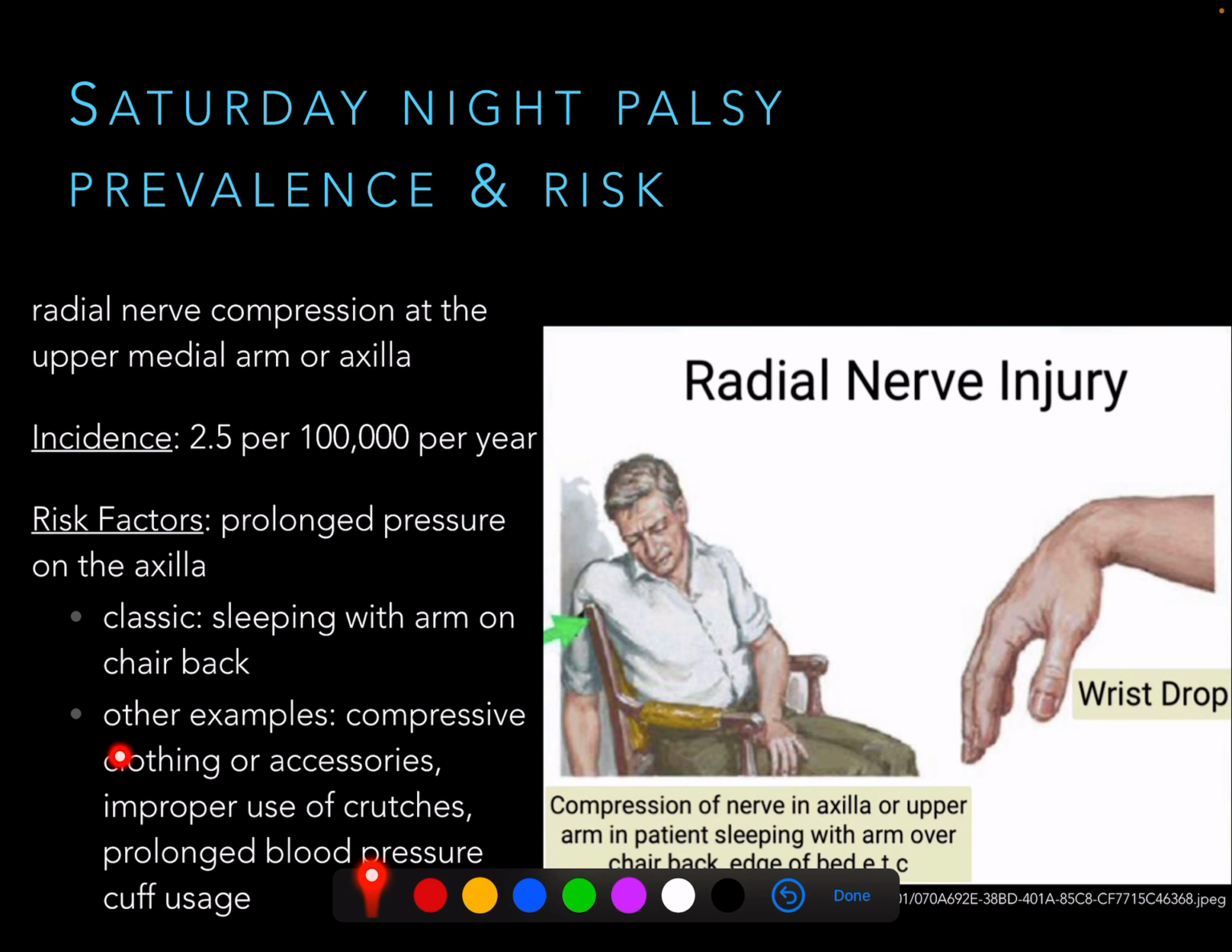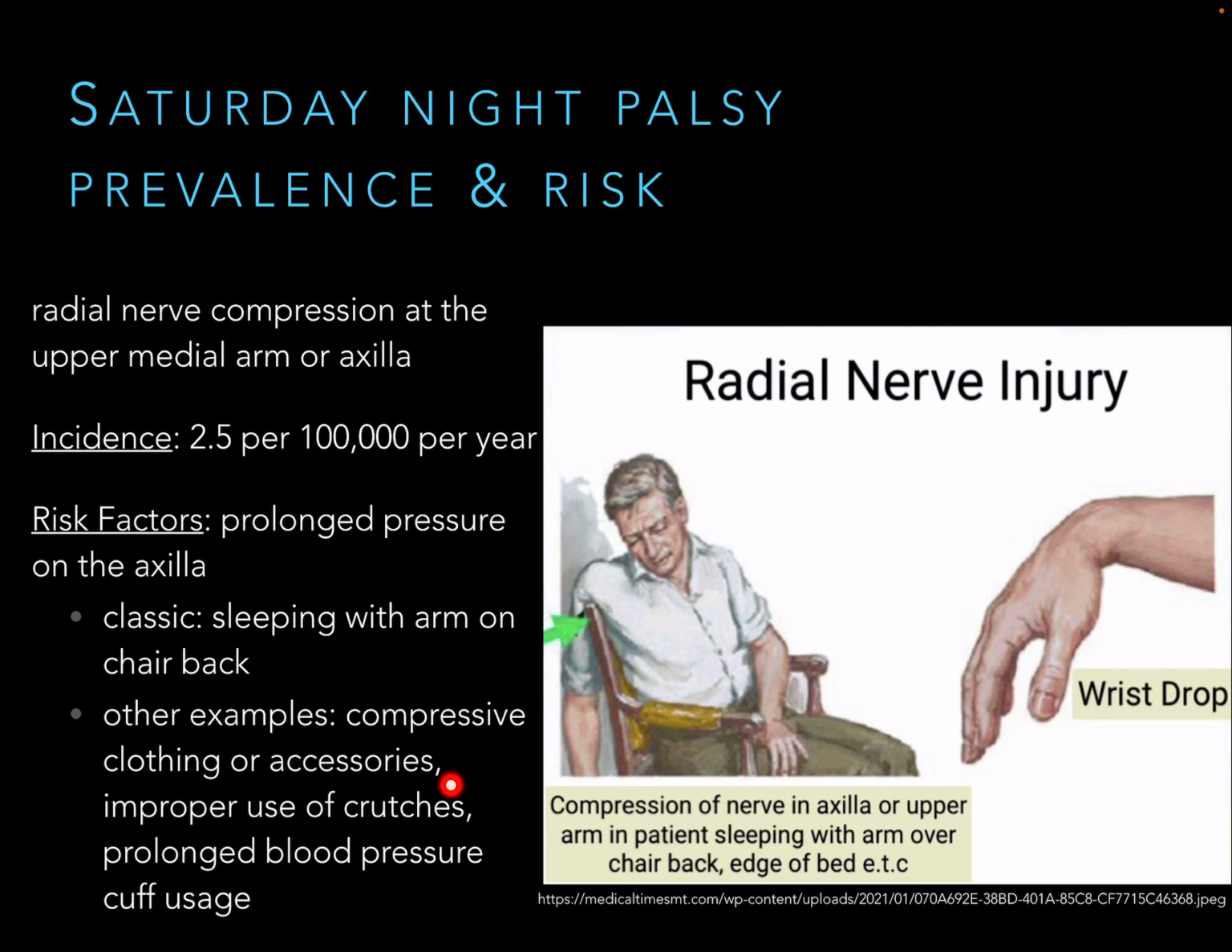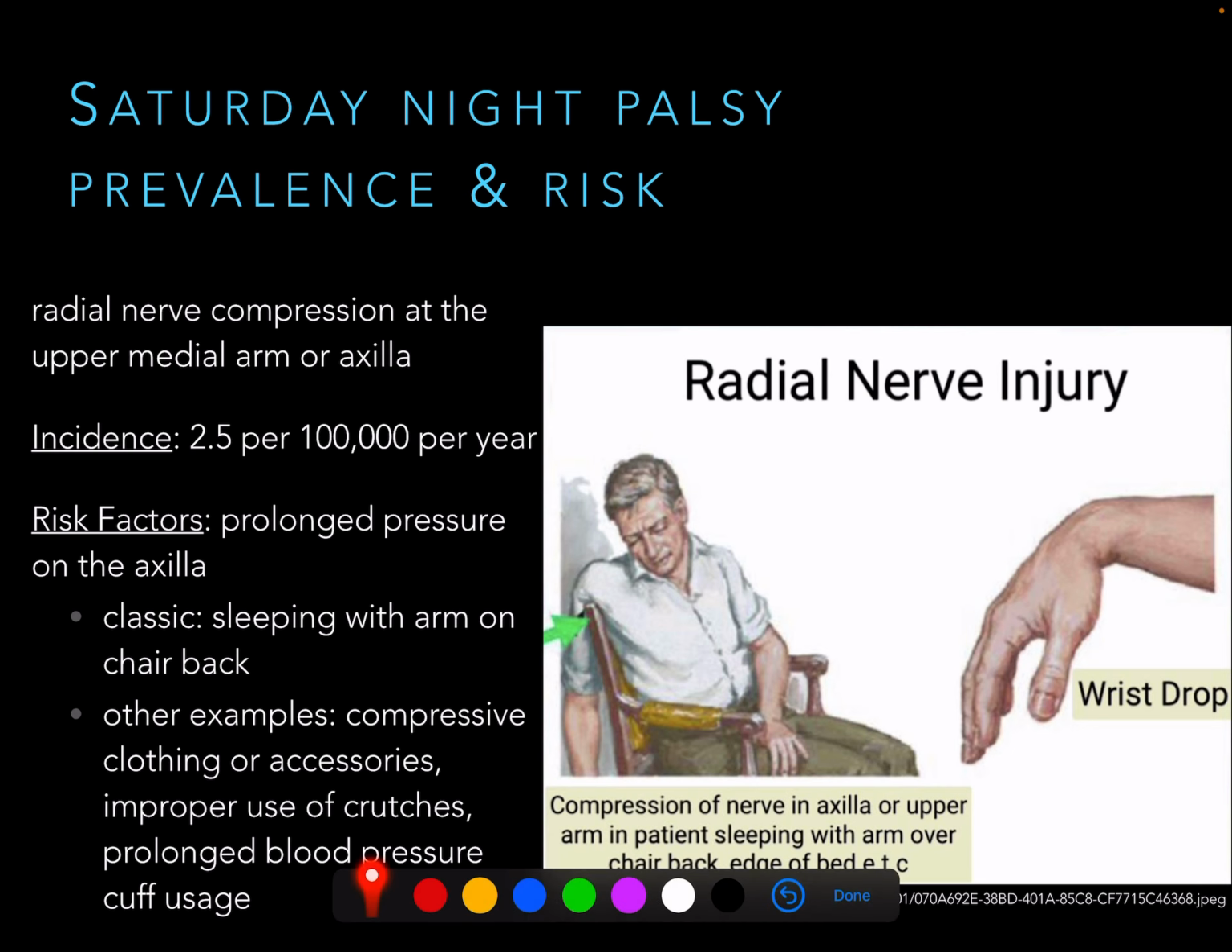Or you could have something else that's causing the pressure besides a drunken stupor. Anything that's putting pressure on the radial nerve for a long period of time can indeed cause radial nerve palsy. The outlook's pretty good here. Sleep in your bed instead of the chair. Wait several weeks. You'll be fine.